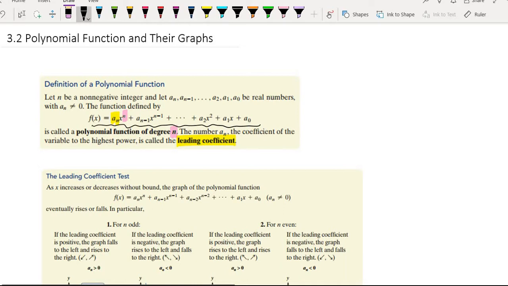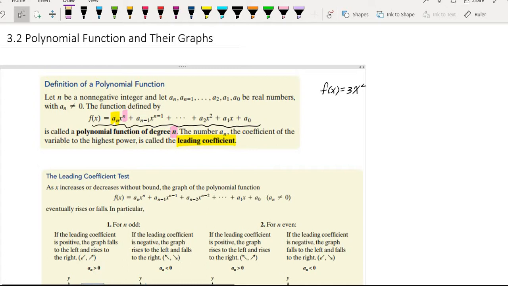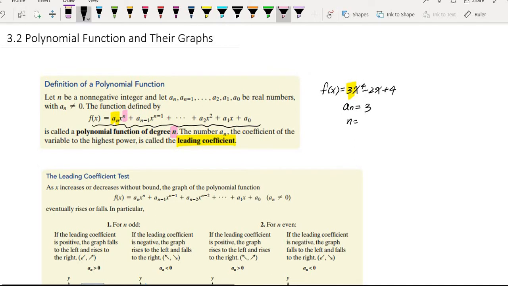For example, if I have f of x equal to 3x to the fourth power minus 2x plus 4, then our leading coefficient is right here, which is 3. And then the highest power in this case is 4, which means this polynomial has a degree of 4.